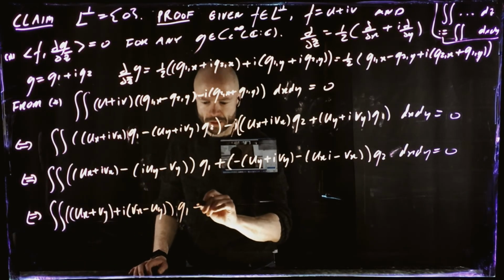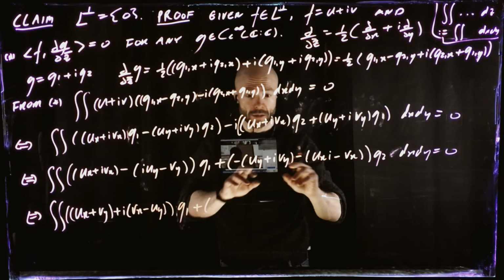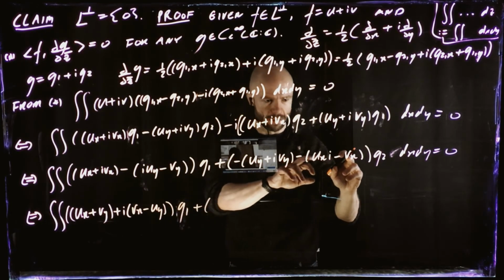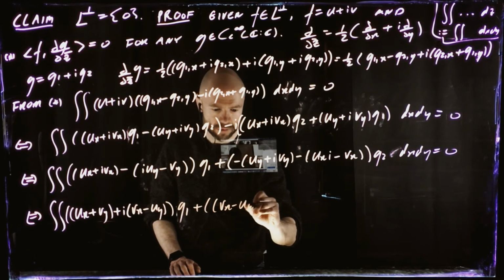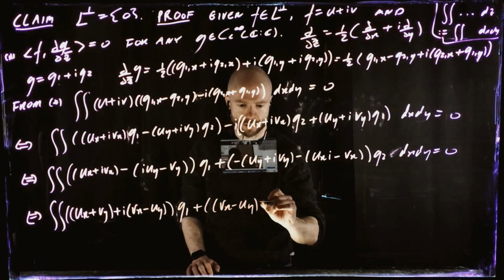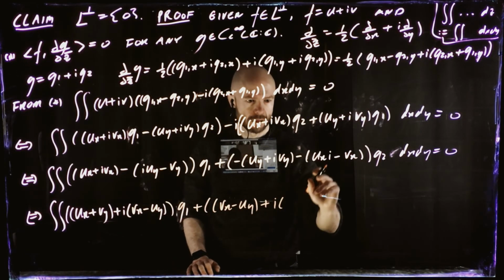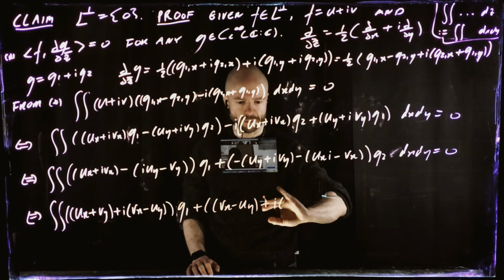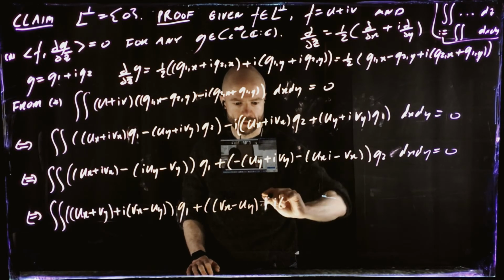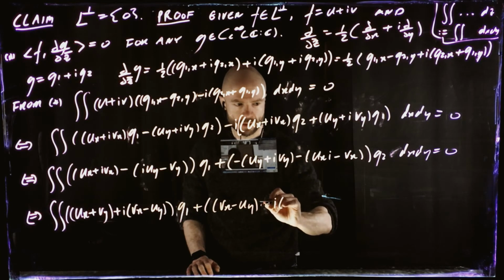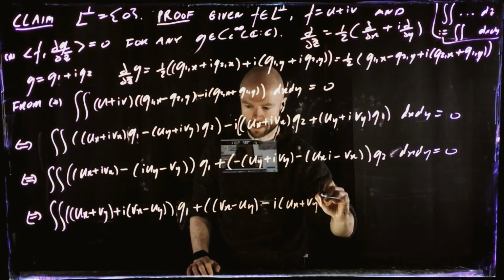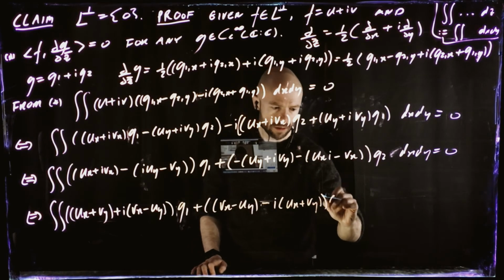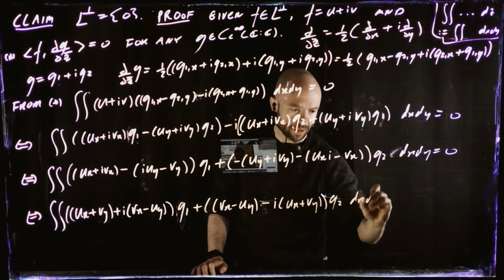And putting the real and imaginary parts of this thing together. So the real part is v of x minus u of y, and then i times, well, both of them are minus. Let's put minus here. Minus u of x plus v of y. Like this, right? dx dy.